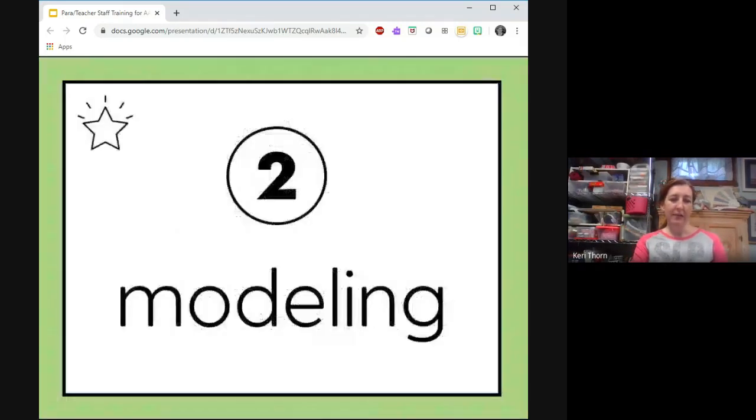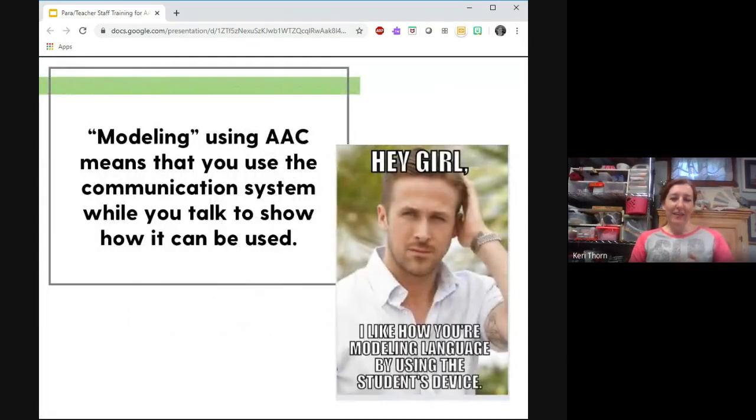Okay, modeling. It's Thursday. It's good to look at something fun. So it's so important to model for our students. It's important that they know how to use their device and be able to use it as much as possible throughout their day.